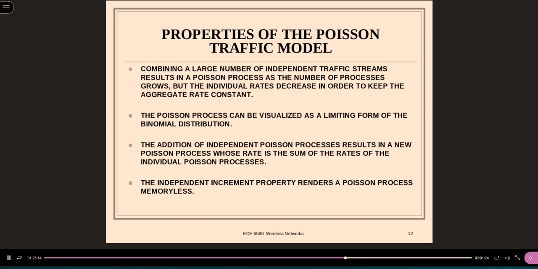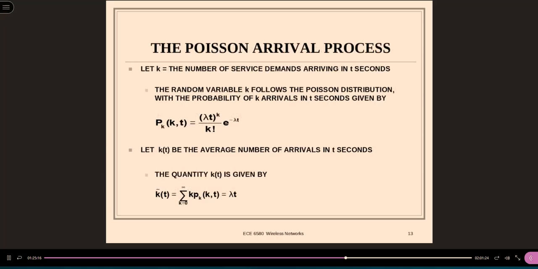Now, let's take a look at some of the formulas of how a Poisson process is actually prescribed. Okay. So we have a random quantity, call it little k, which is the number of service demands arriving in a particular interval of time, say in t seconds. It doesn't matter what the interval of time is. It could be hours, it could be days, it could be minutes, whatever. But t is now denominated in terms of seconds.